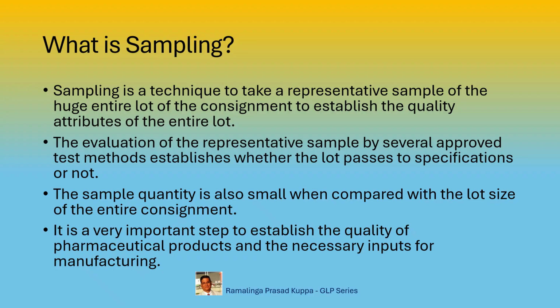It is a very important step to establish the quality of pharmaceutical products and the necessary inputs for manufacturing. This is obvious. Garbage in is garbage out. If the input is not correctly evaluated, the output will be substandard. So, it is important to understand that sampling is the most critical aspect in the pharmaceutical manufacturing.